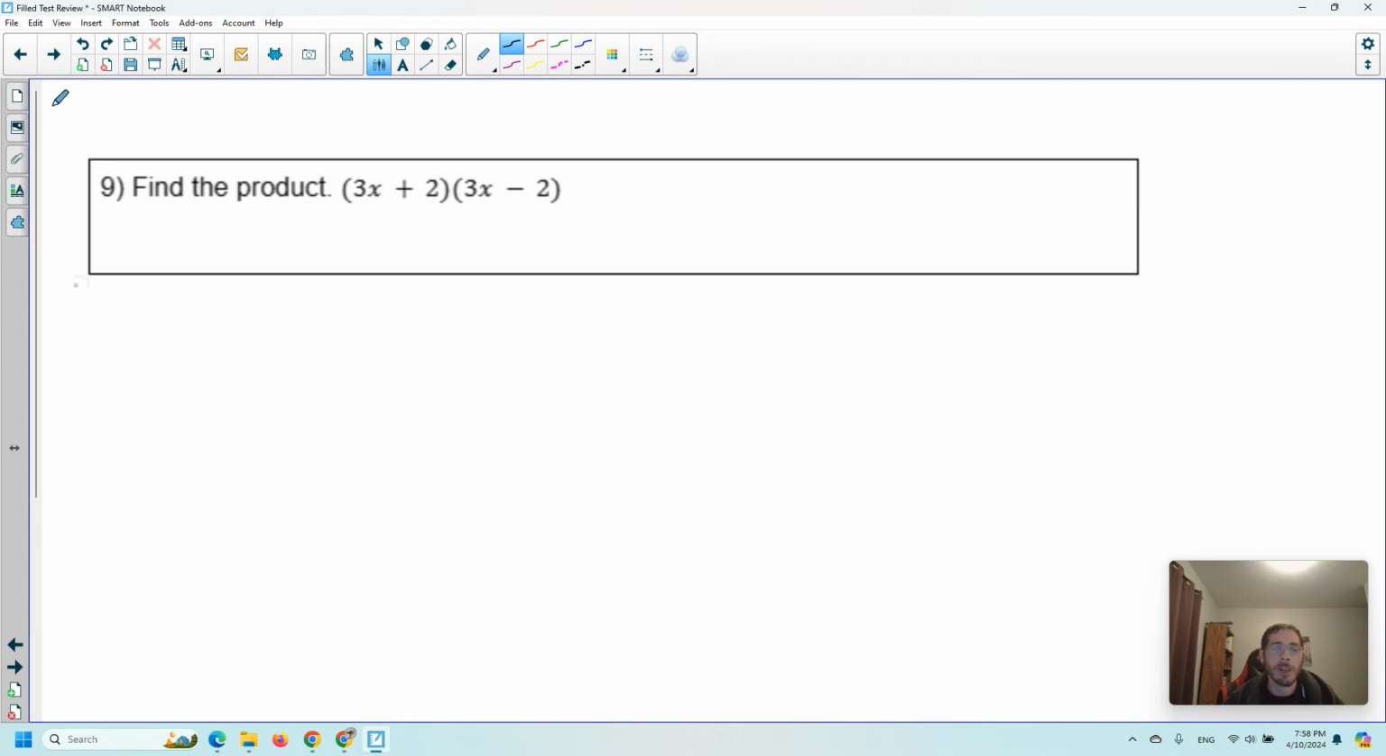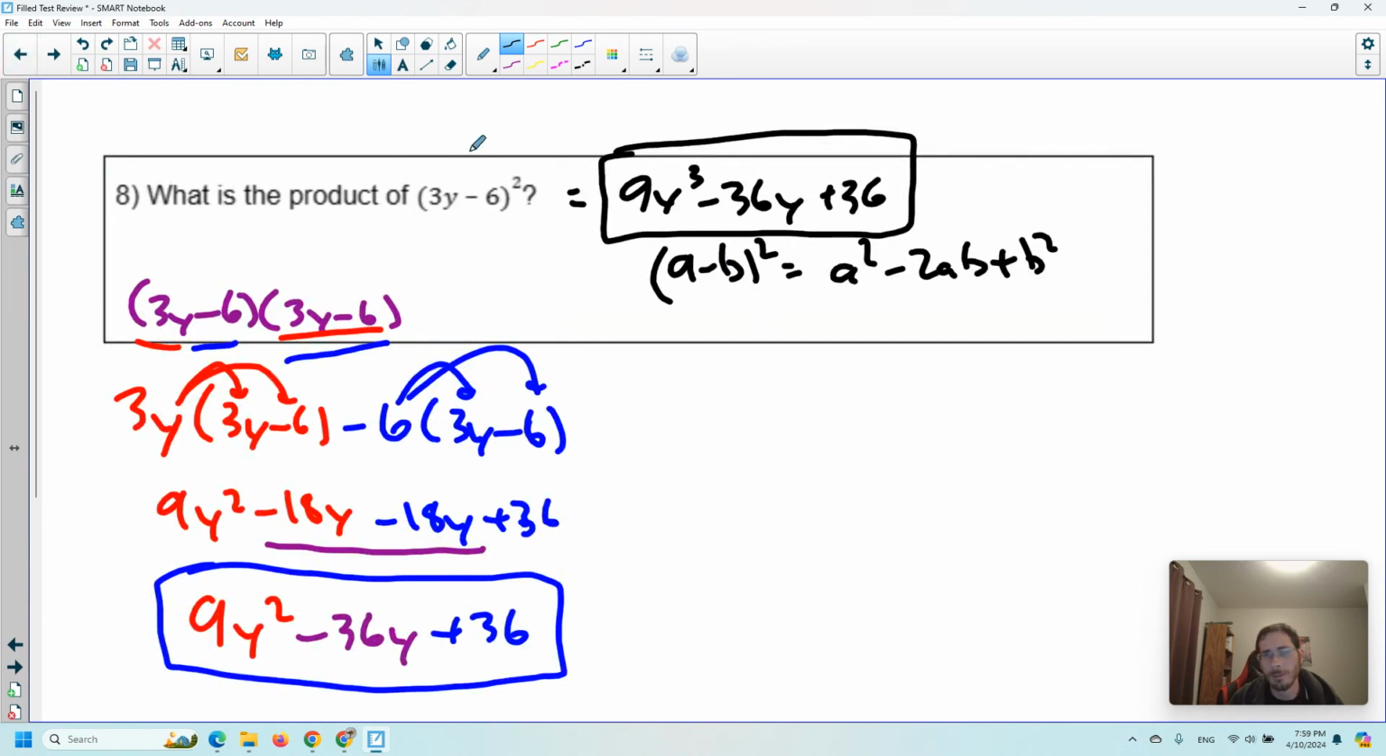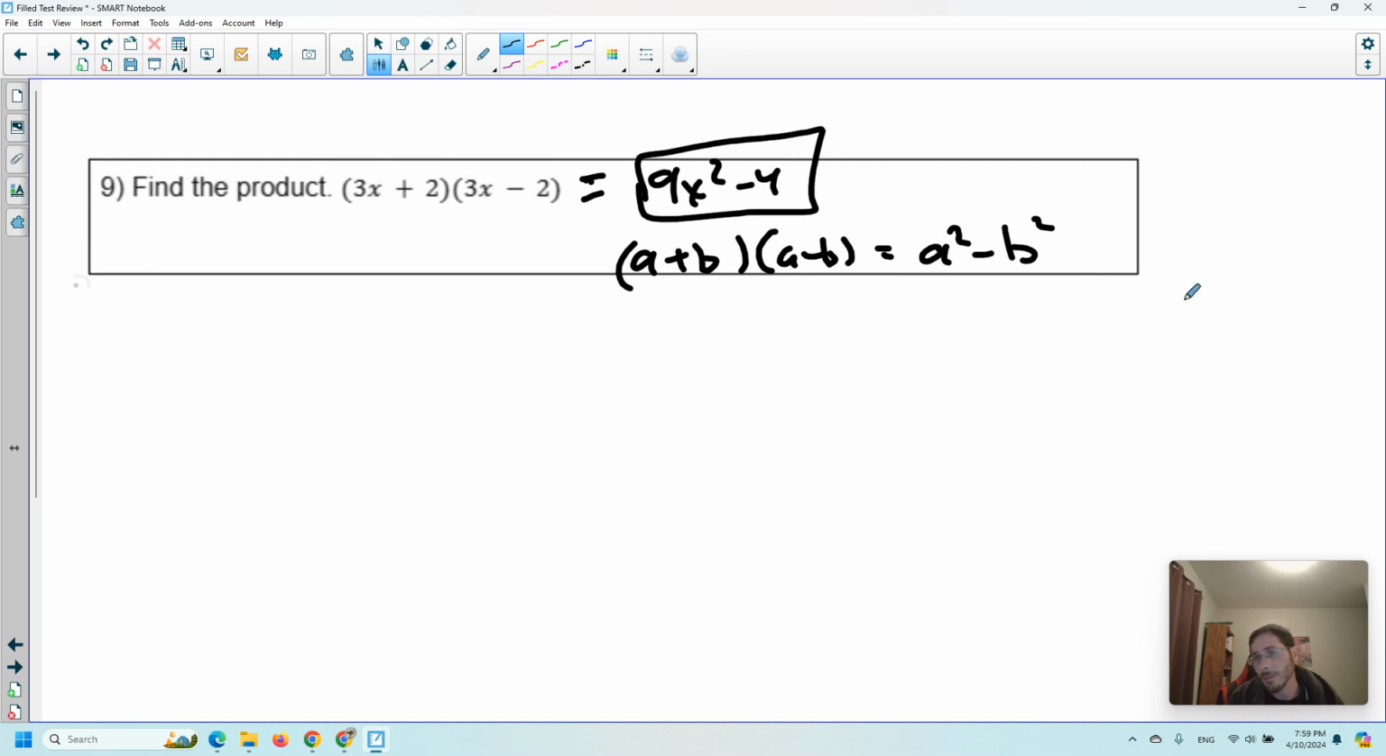All right, for number 9, find the product. Again, there's not a lot of space. That's a good indication this is another special trick, and it is. So if you want, you can jump right to the end. 9x squared minus 4, all set. Again, the special trick there is if it's (a plus b) times (a minus b), we're going to get a squared minus b squared.